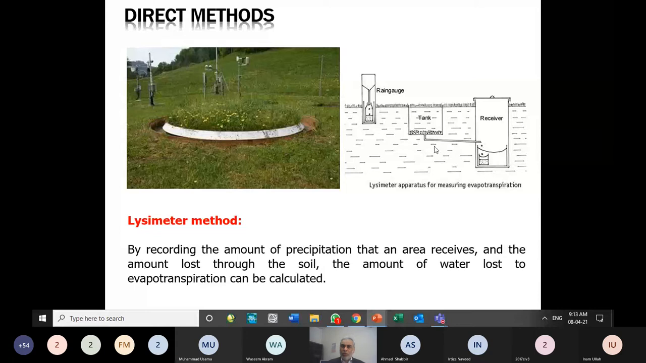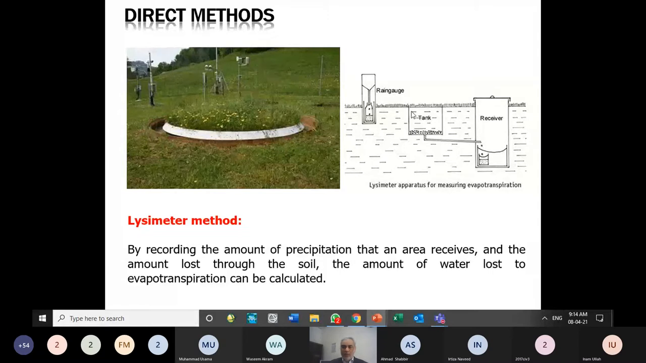So you see, we are actually measuring the water quantity. That's why this method can also be called the mass balance method. It can also be called a direct method, because we are directly measuring the evapotranspiration in the field. How we measure it, I will tell you later on, but at the moment just see the construction of the lysimeter. A lysimeter is a tank which separates the root zone soil from the surrounding soil.